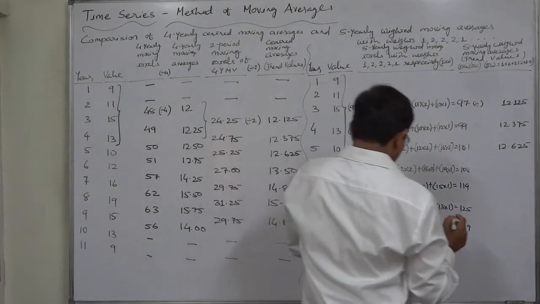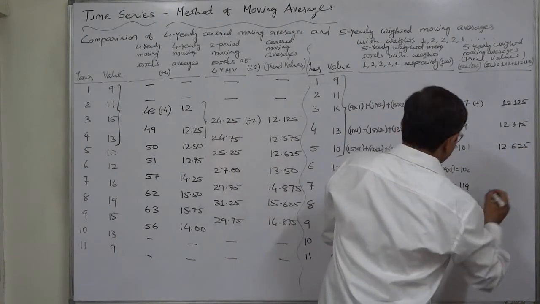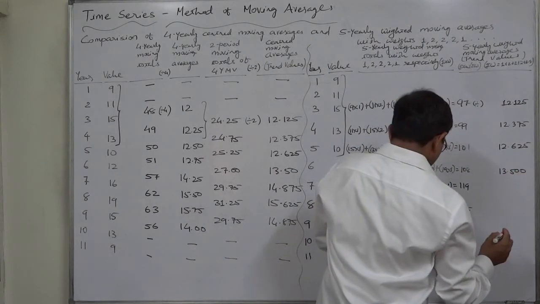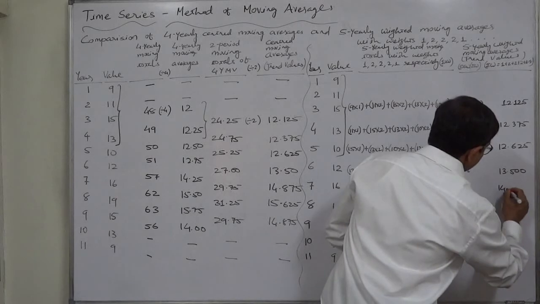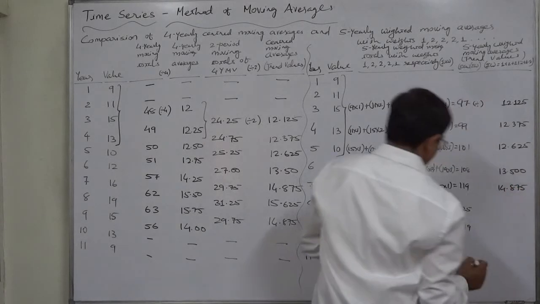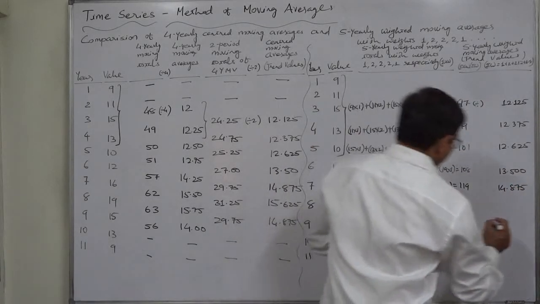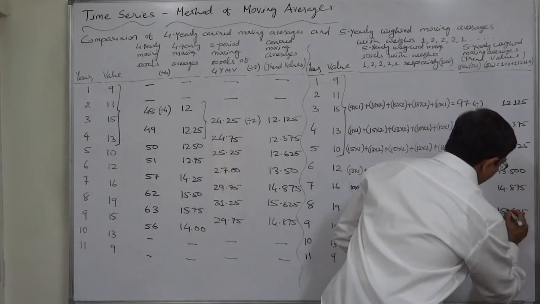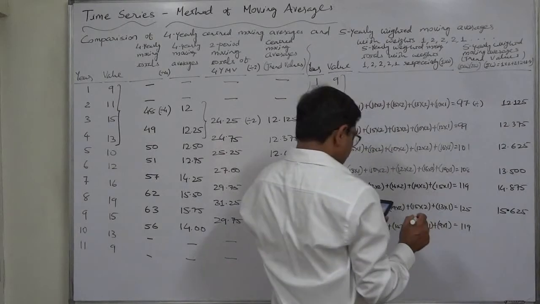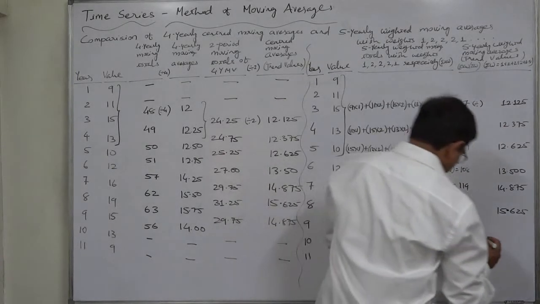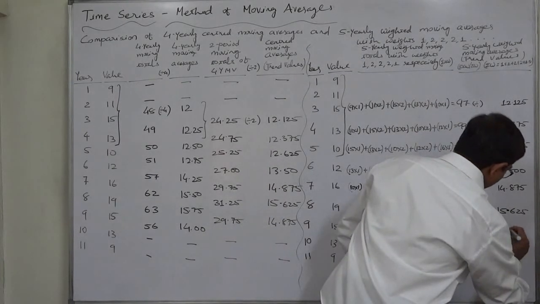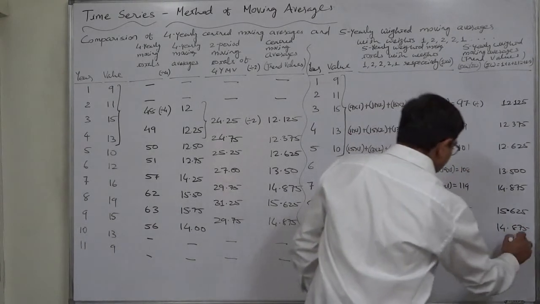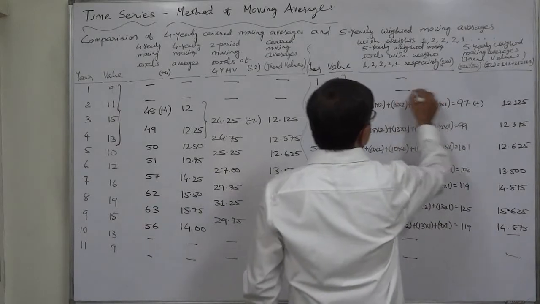108 divided by 8, 13.5. 119 divided by 8, 14.875. 125 divided by 8, 15.625. And last, 119 divided by 8, 14.875. Nothing is written against the last 2 years as well as the first 2 years.